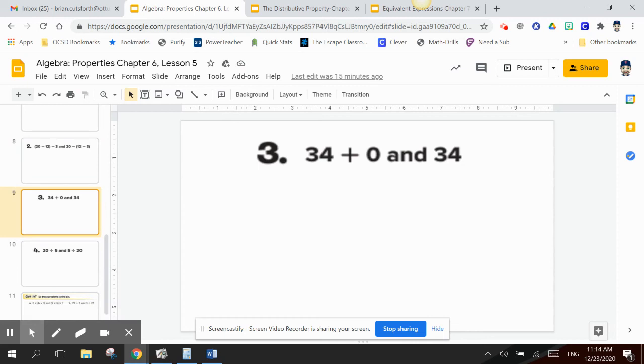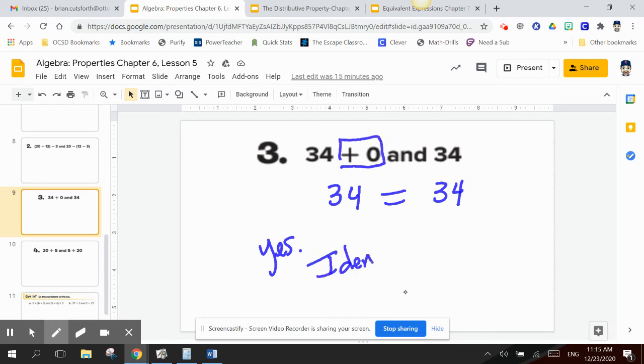Number 3, 34 plus 0 and 34. So 34 plus 0 is 34, and 34 is its own number. Are 34 and 34 equal? Yes. Again, we have to decide what property that is because we're adding 0. That's the identity property. Anytime you add 0 or multiply by 1, you're looking at the identity property.